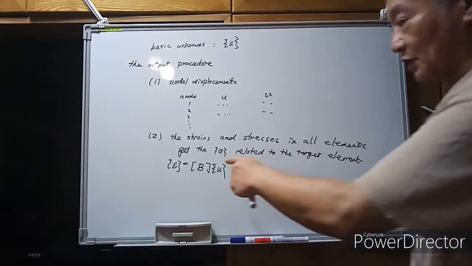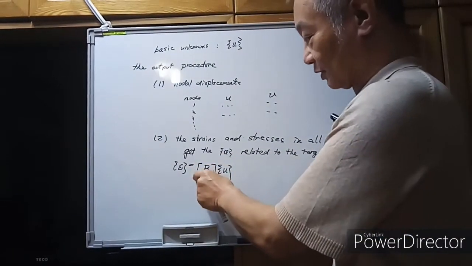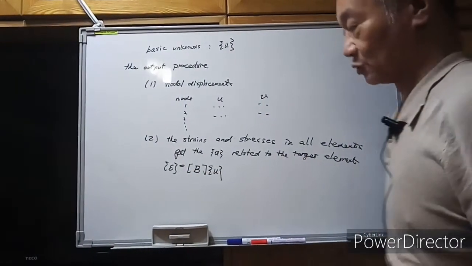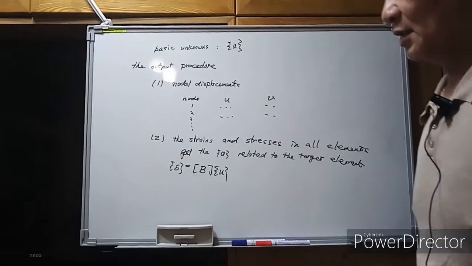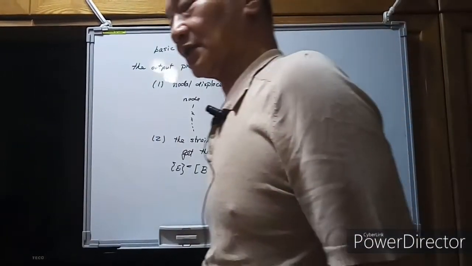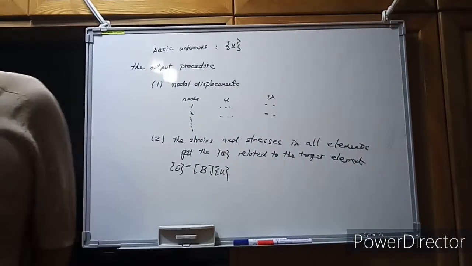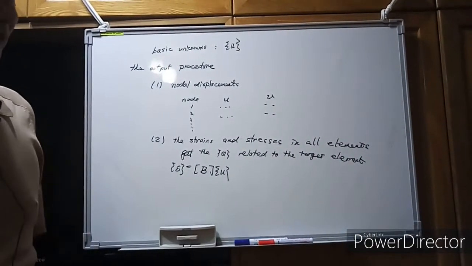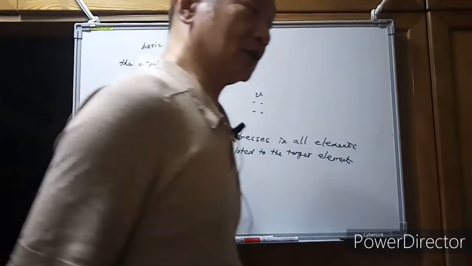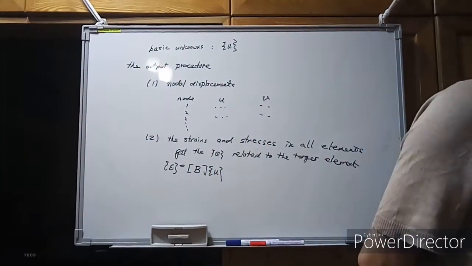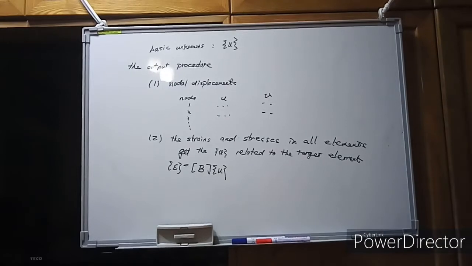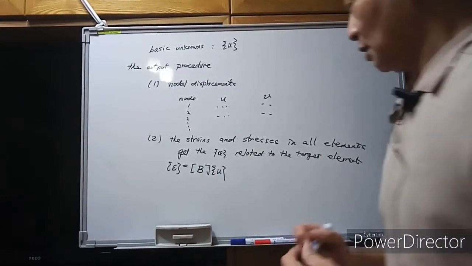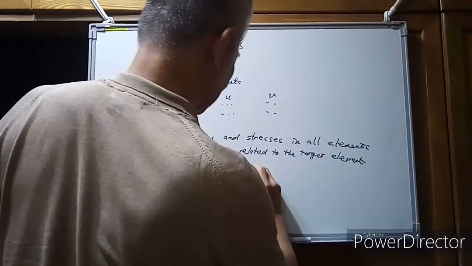Okay, after we calculate all of these, then we can calculate the B matrix. The B matrix is still a function of xi and eta. And if we change xi and eta, actually we are changing the locations of the points inside this element. So if we know how to calculate the B matrix, then we can calculate the strains inside the element.